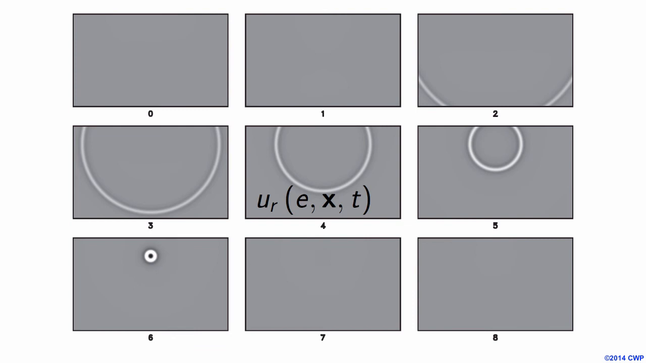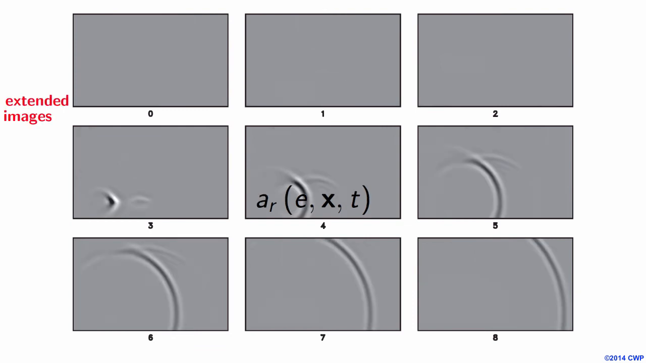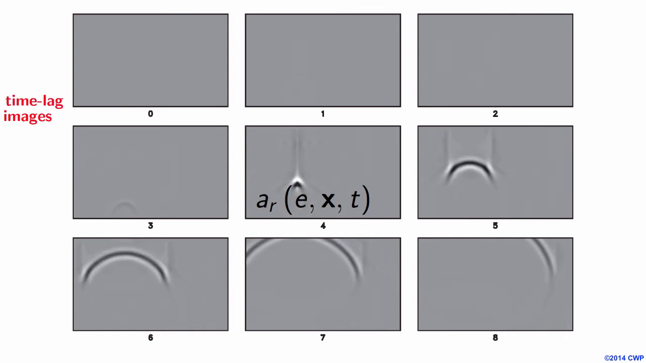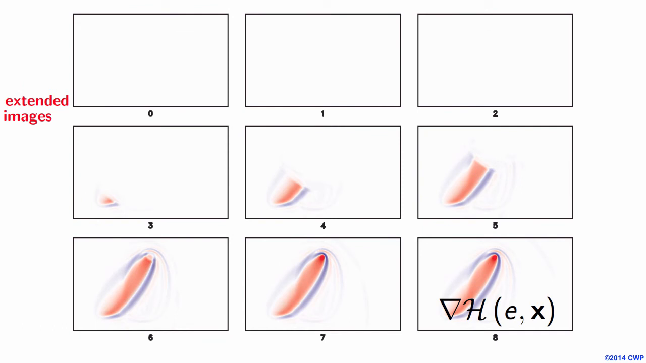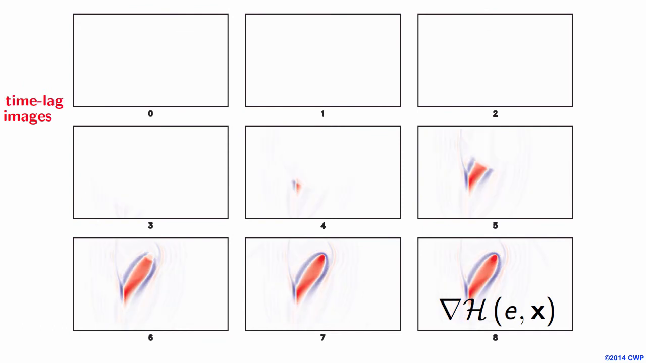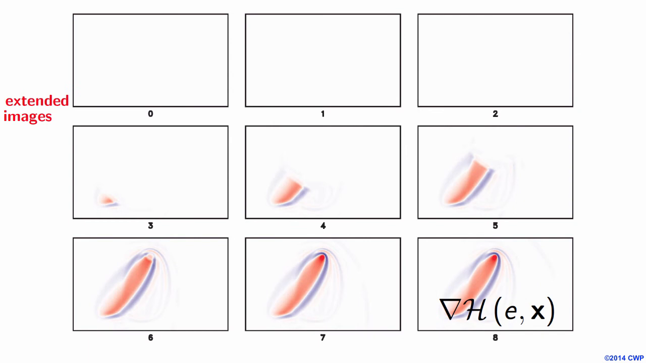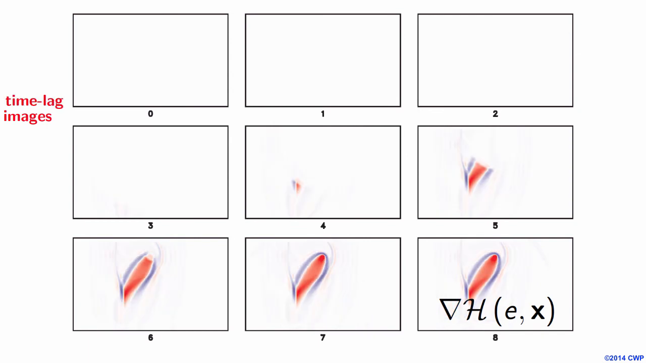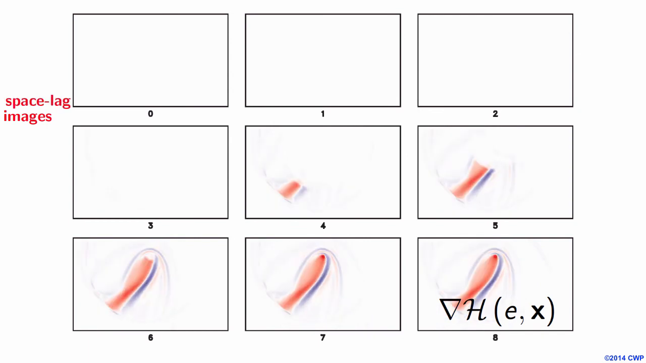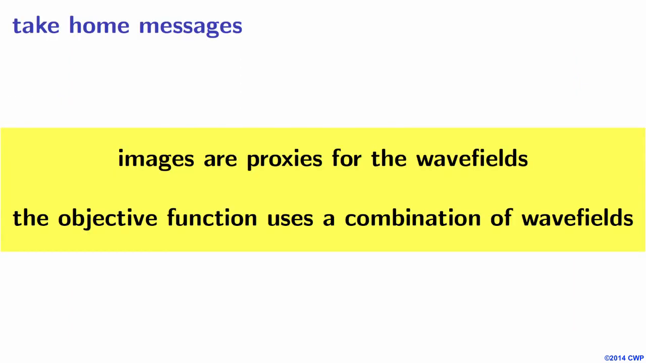And the same happens over here on the receiver side. This is a receiver wave field, and the adjoint wave fields for extended images with directionality, time lag images with no directionality, or space lag images with directionality now pointing in the other direction, and therefore the gradients are also oriented appropriately. You see here extended images, time lag images, and space lag images pointing in the same direction. So what's the lesson from this?